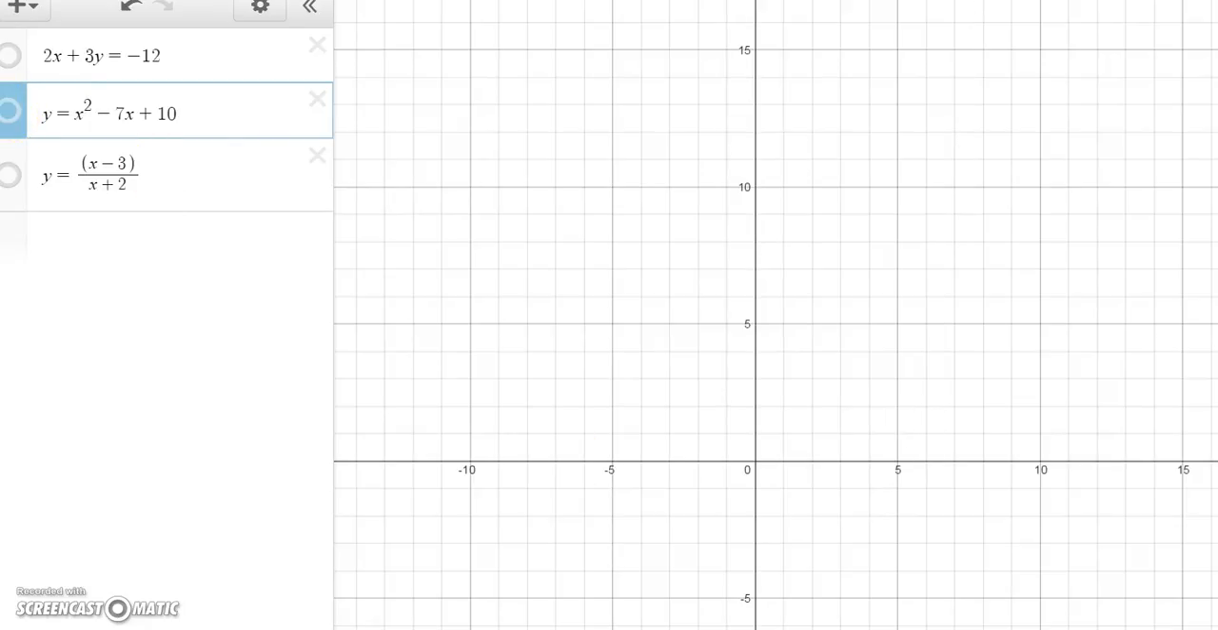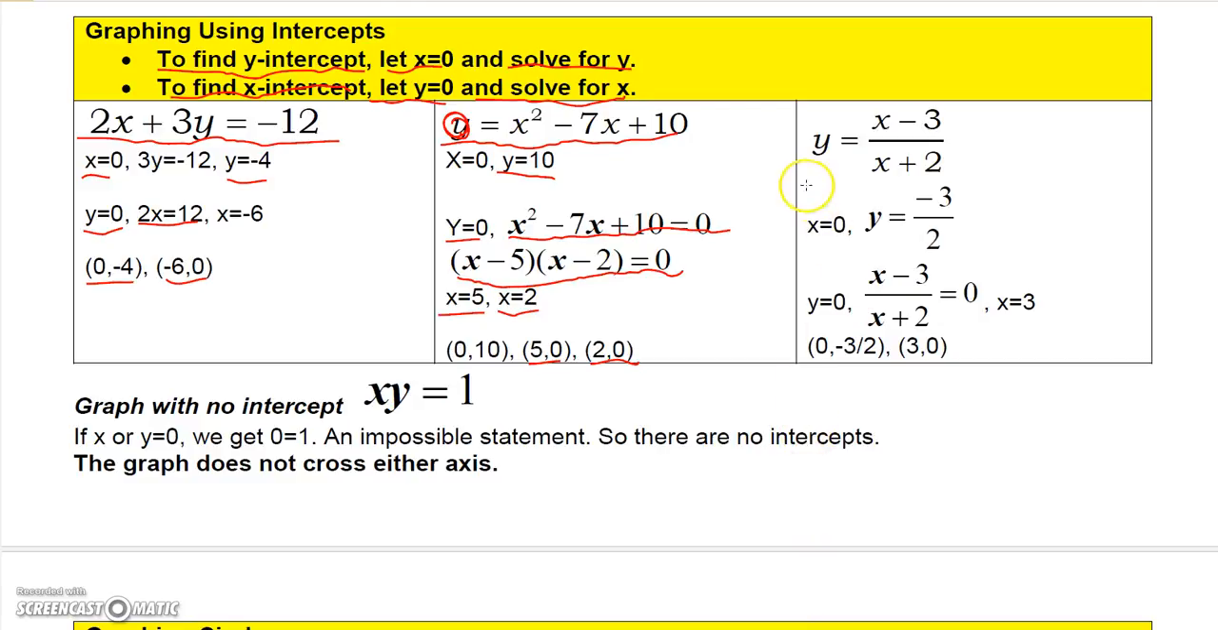Okay, now the last one that I want to talk about is actually a rational equation, (x minus 3) over (x plus 2). So if you were to let x be 0 here, then these two terms would disappear, and you get minus 3 over 2, which is minus 3 halves. And so your y-intercept would be the point (0, negative 3 halves).